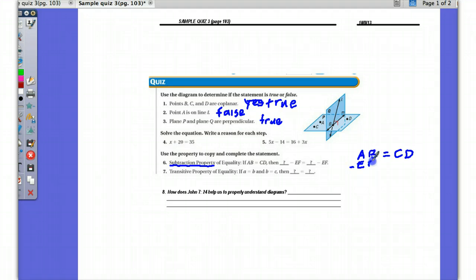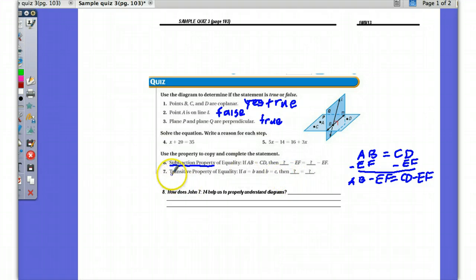So in this case, we see EF being subtracted. But if we subtract it from the left, then what? By what I call the principle of justice, it has to be subtracted from the right as well. So the answer here should be AB minus EF equals CD minus EF. That is the subtraction property. Okay? So in here you put your AB, and here you'd put your CF.